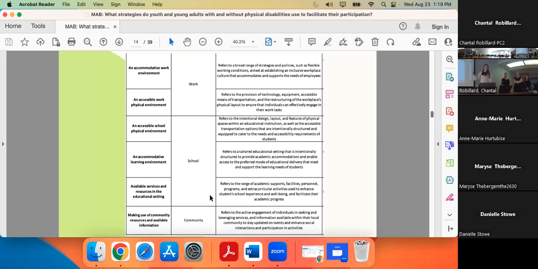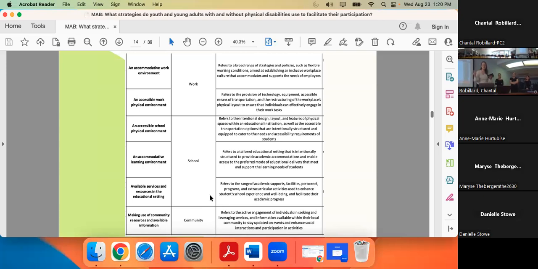For school, pretty similar, but at school, so again, the design that is accessible. An accommodative learning environment, so learning, we separated from physical as per strategies related to receiving accommodation, extra time to submit a paper, extra time for completing a test, for example. And finally, available services and resources in the educational setting. So resources, counselors, psychologists, special teachers, and making use of community resources and available information. So seeking activities online, on social media, on flyers, and more.